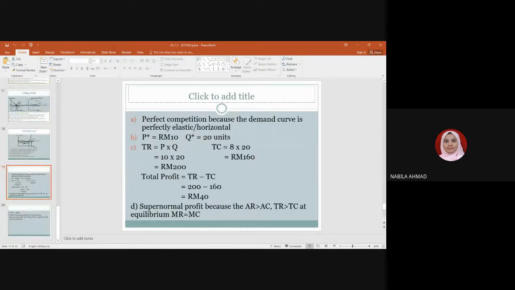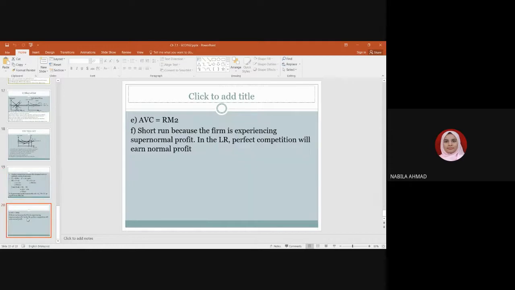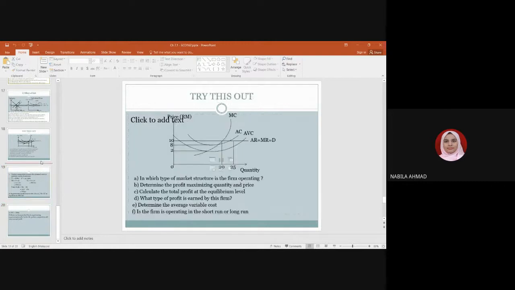Kita lihat jawapan dia, the firm is making supernormal profit. Kalau supernormal profit, ini bukan berada dalam long run. Kalau normal profit, yes, berada di long run. So kita kata the firm is operating in the short run because the firm is experiencing supernormal profit. Right? So in the long run, perfect competition will only earn normal profit. Right? So begitu cara kita jawab.